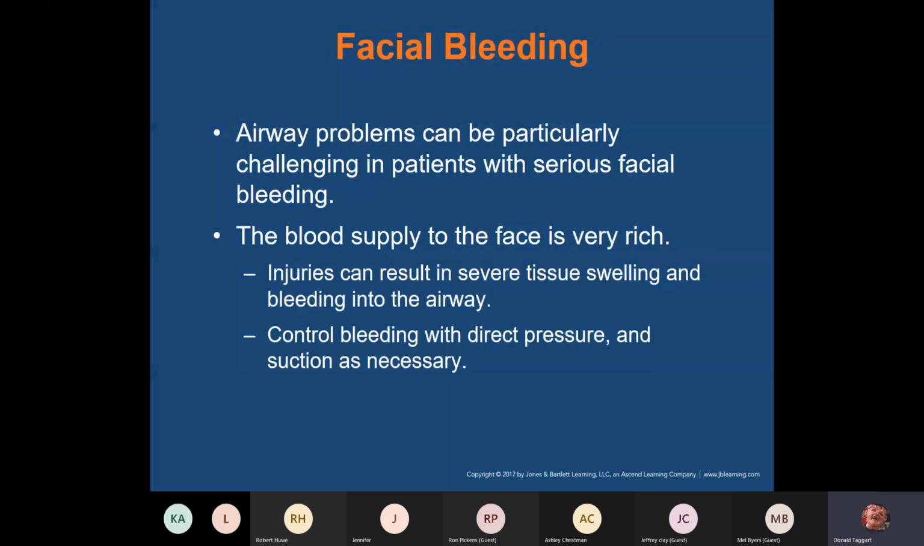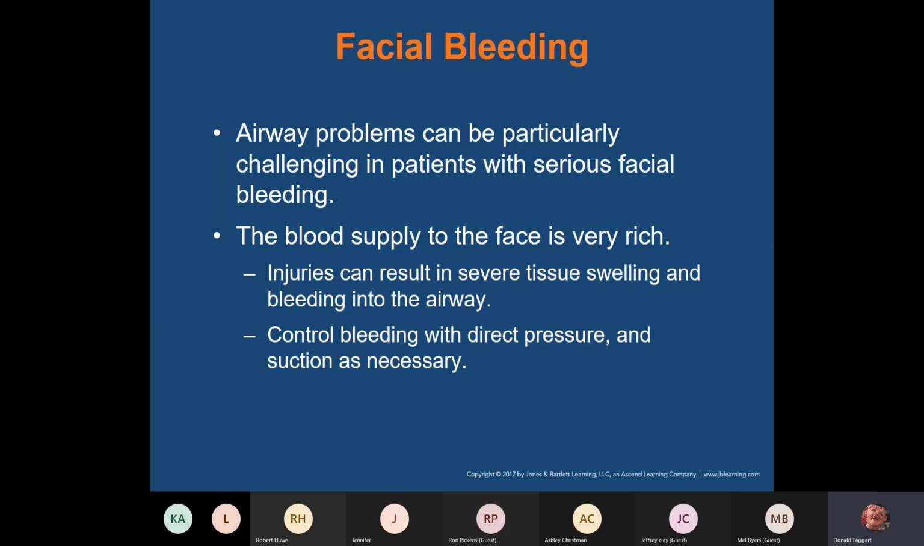Okay, facial bleeding. Remember, the head bleeds a lot. It can be kind of scary, especially for the layperson, to understand that. A little laceration anywhere on the head can look like a lot of bleeding compared to other places in the body, because the body's just trying to do everything it can to get blood to the brain. So it's very vascular. Mouth injuries, face injuries can bleed a lot.